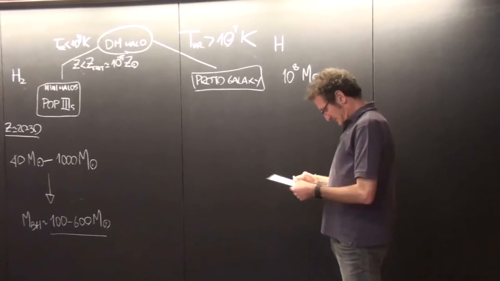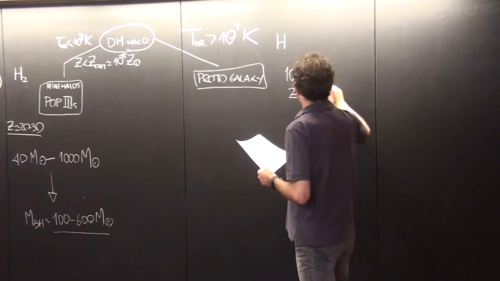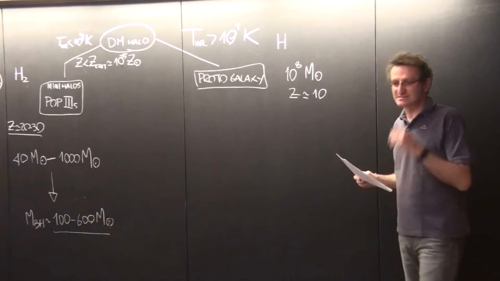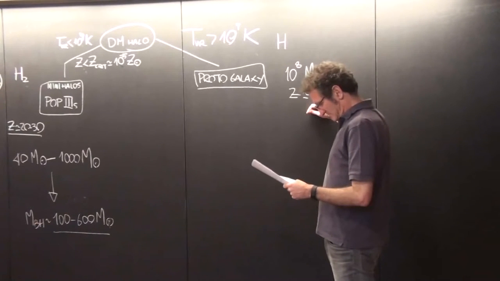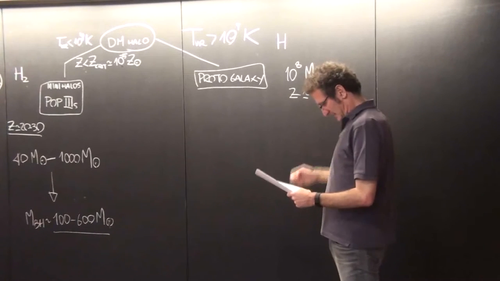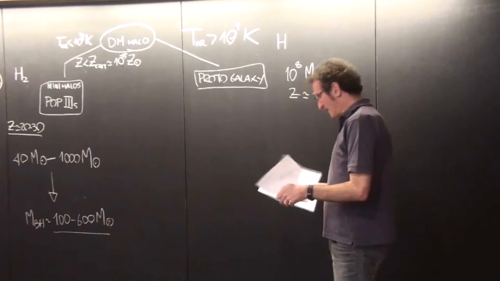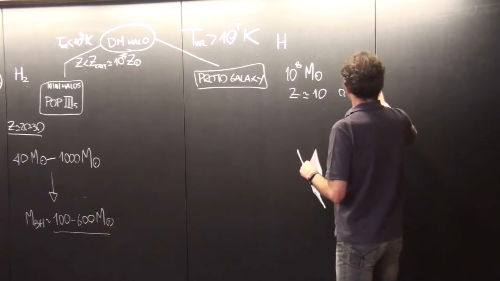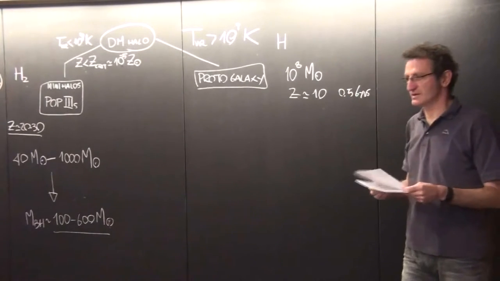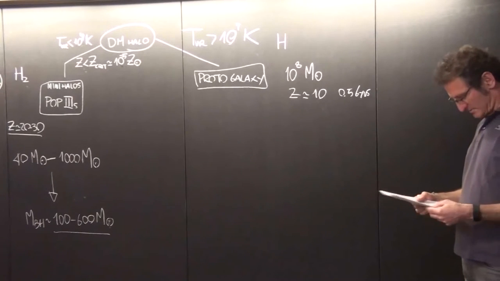And the redshift when this is going to happen is a bit lower. It's about, let's say, around 10. Could be 12, it depends on some details. And for 10, I don't remember the cosmic time at redshift 10, but I should have written it somewhere. Wherever it is, it's 0.5 gigayears. This is cosmic time in the usual Lambda CDM cosmology.